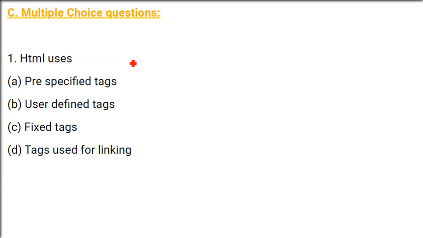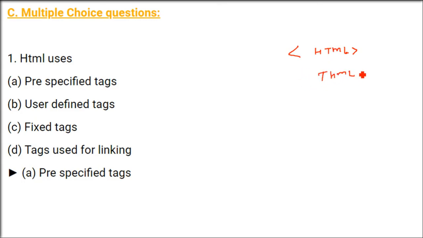HTML uses, multiple choice question we are looking at. HTML uses what? It uses pre-specified tags. This HTML you are using is a pre-specified tag. And you say, no, I don't want to use HTML, I want to use say THML. It won't work, because this is a protocol. That is how the browser is going to see this page with the HTML tag, and then only it is going to open it. So if you want to create your own tag, you have to go to XML, extensible markup language.